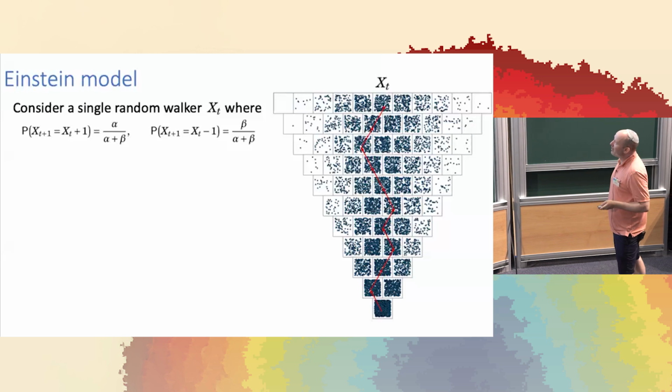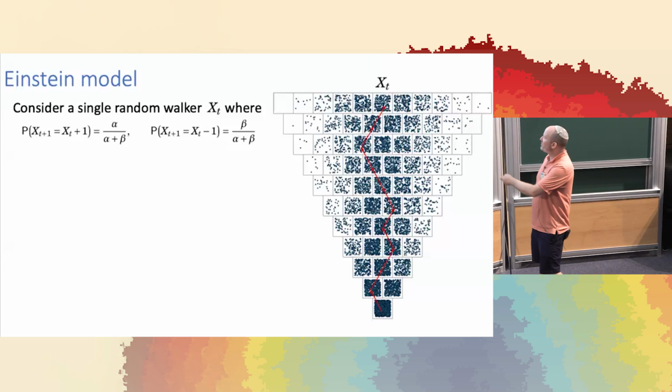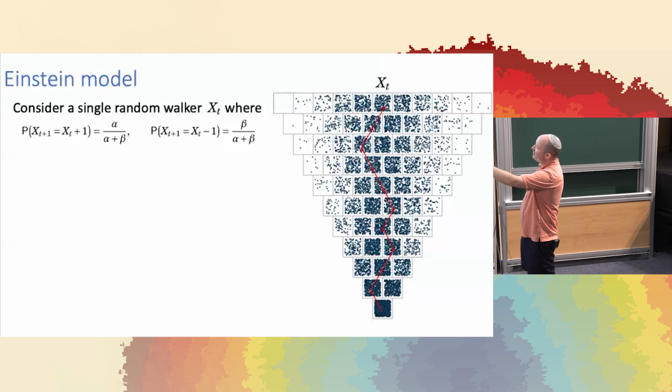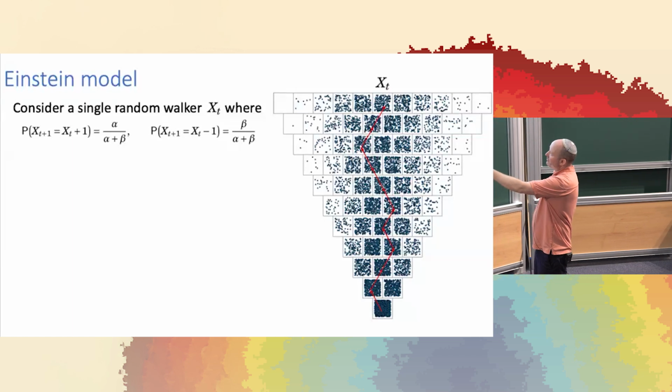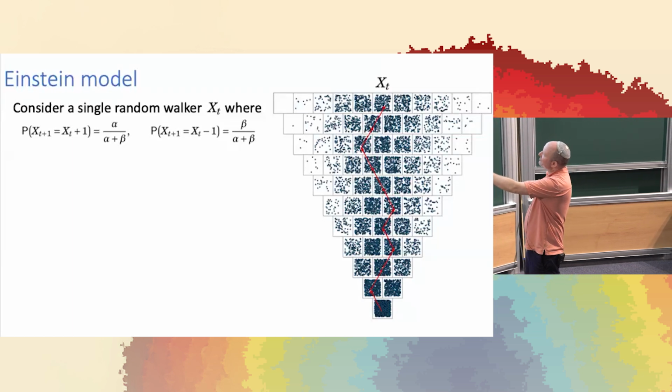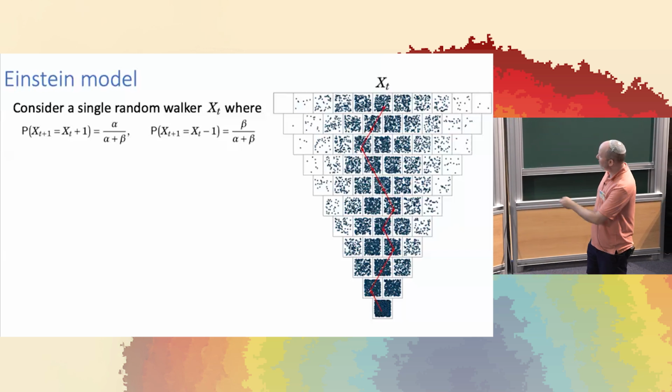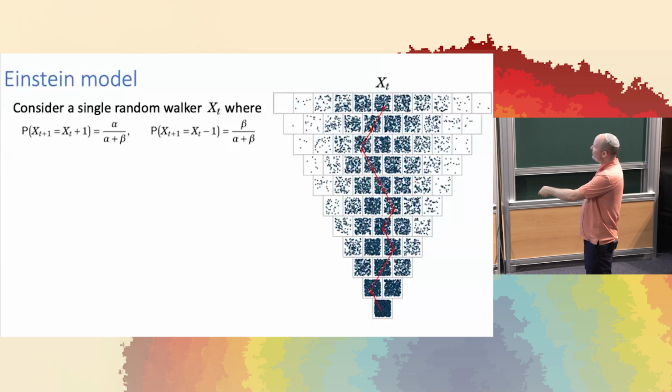OK, so the Einstein model, again, was the one in which you went left and right 50-50. Or, if you want to take the parameters alpha, beta from my beta distribution, you go some bias left or bias right. You can forget about the alpha and beta. Just take it to be a half left and a half right. So every particle goes 50-50 left and right. Every particle is independent of each other.